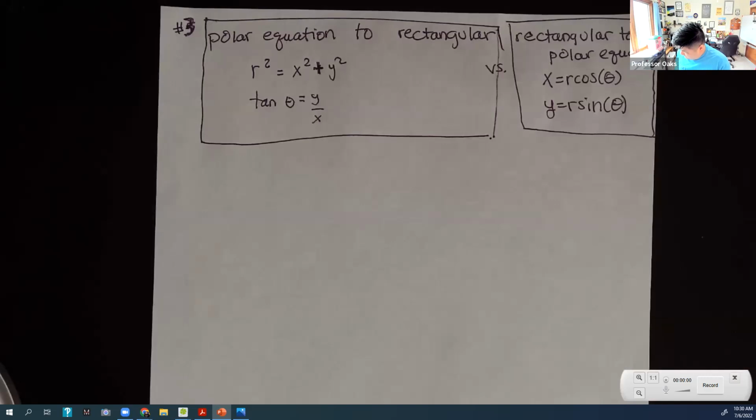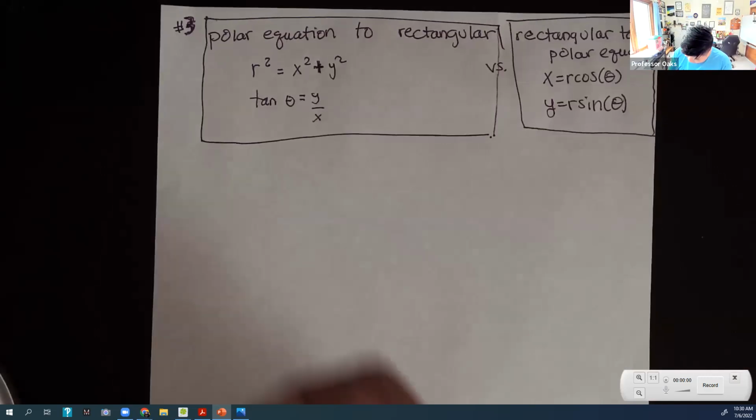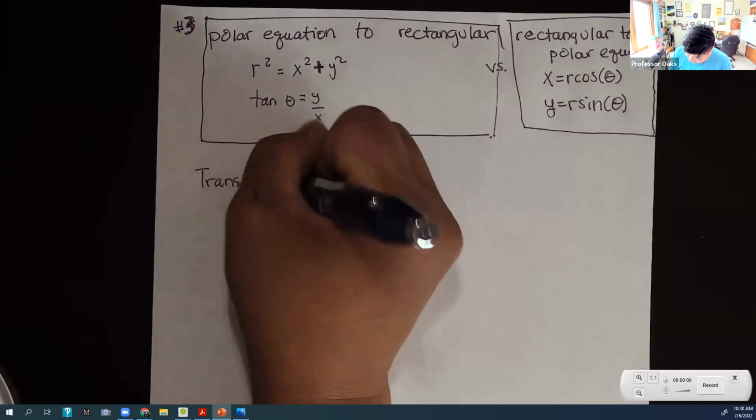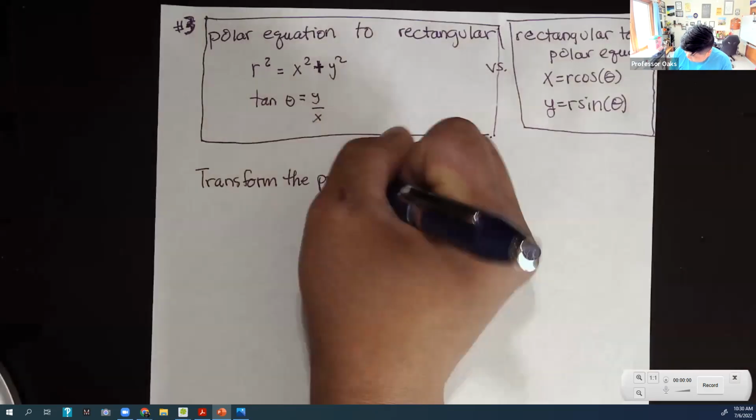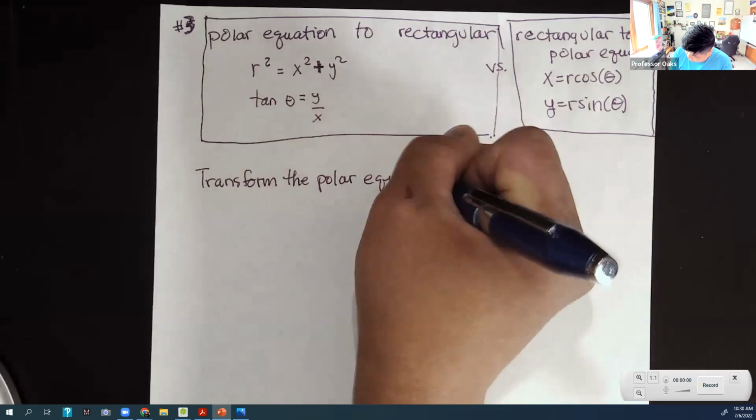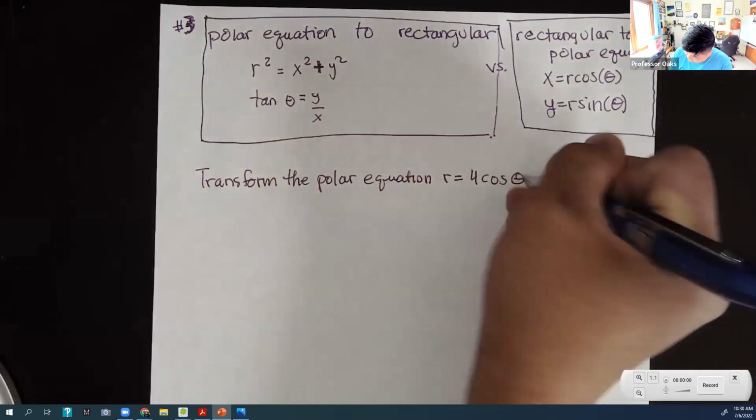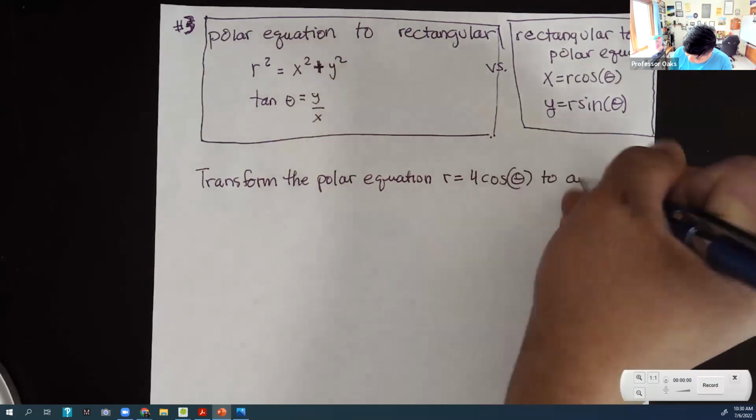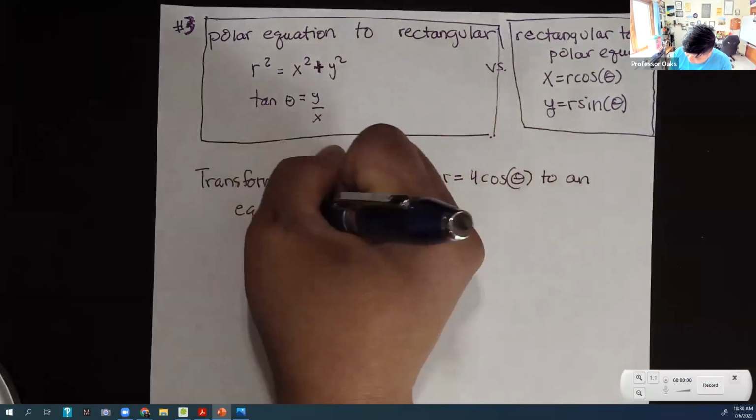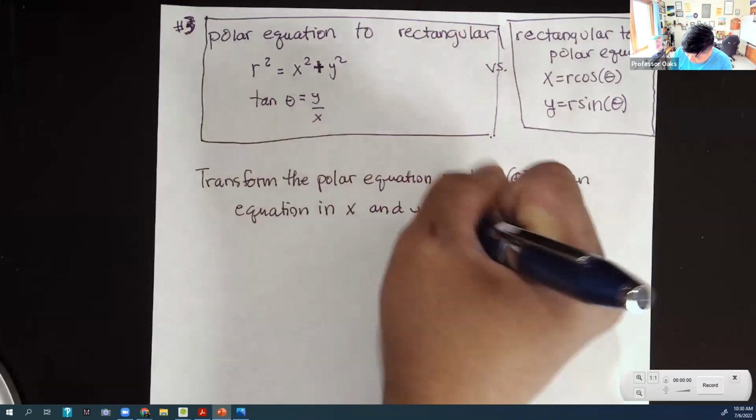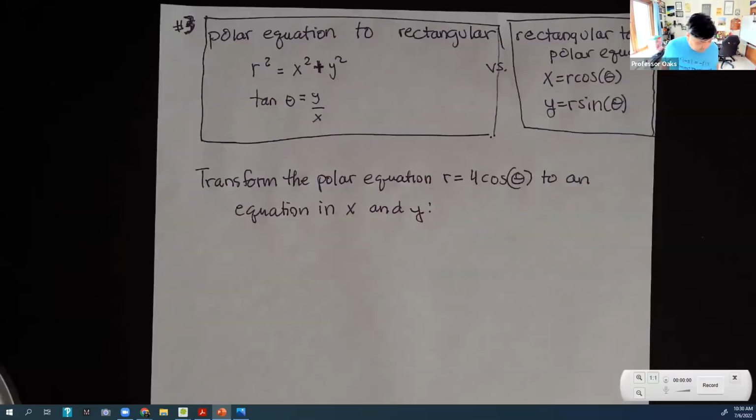So if it says to transform the polar equation of r is 4 cosine theta to an equation in x and y, then here is what I would do.